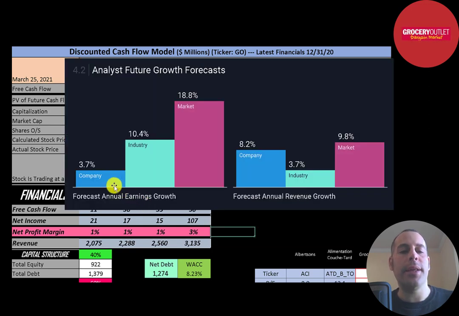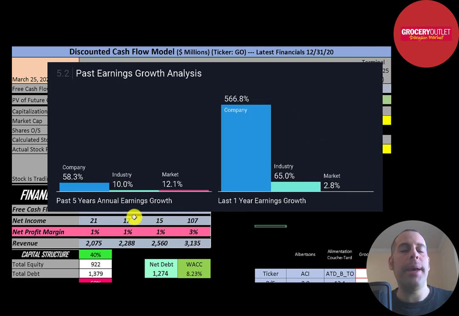Analysts are forecasting their earnings to grow about 4%, the industry to grow 10%, and the market to grow 19%. However, analysts are expecting their revenue to grow 8%, the industry 4%, and the market 10%. In the past 5 years, their earnings grew 58%, while the industry only grew 10% and the market grew 12%.